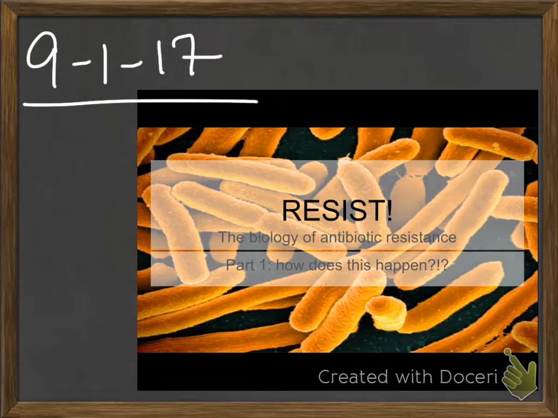Okay, our first unit is called Resist, the Biology of Antibiotic Resistance, and part 1 hopefully starts to answer the question that many of you had, which is, how does this happen? Because it's horrifying. And it seems like most of you had not really heard much about this prior to a couple days ago, though I would bet that some of you know somebody who had MRSA. How does this happen? How does this horrible thing actually happen? That's what we're going to start to answer.